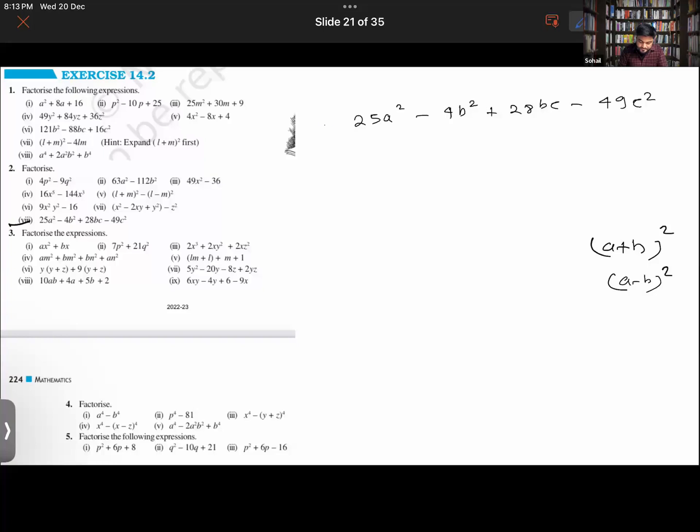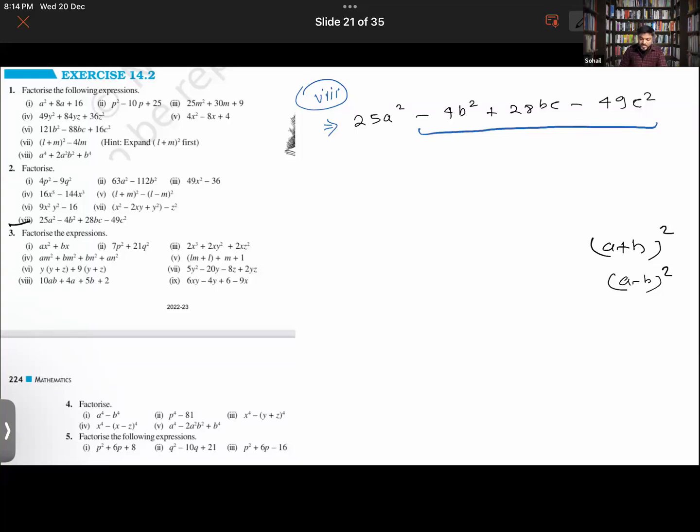So let's solve this one. Question number 8. Now look at these terms over here: minus 4b square plus 28bc and minus 49c square. Are they fitting in some identity? No. You know why? Because the a term is also negative here, and the b term is also negative. And in none of the identities do we have the a and b terms as negative.